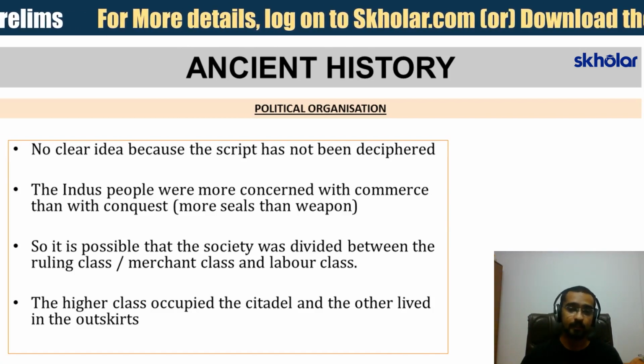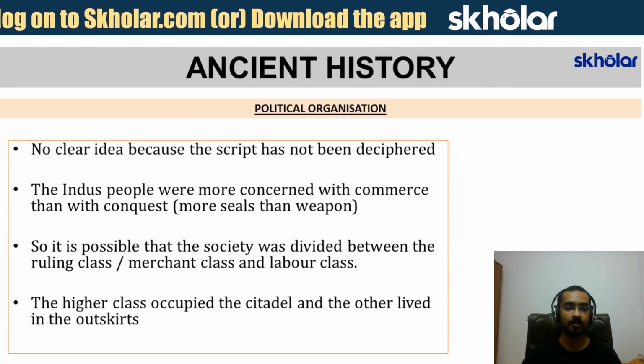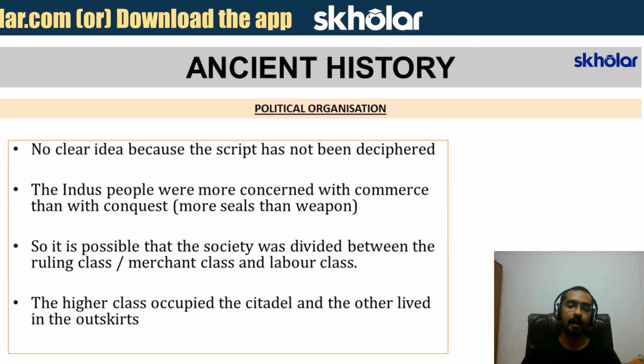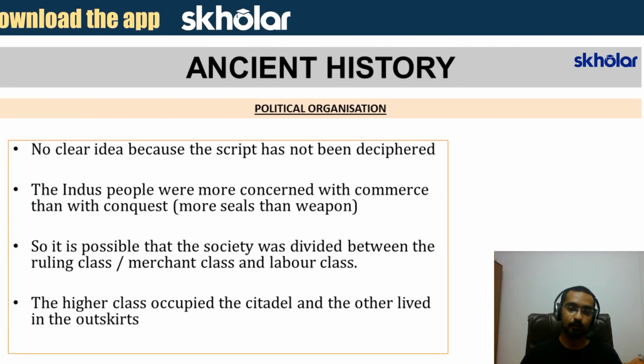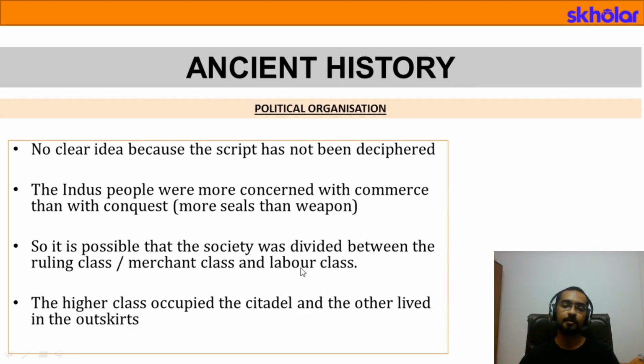Since they were more concerned with trade, we can say that the city was divided between two classes: a ruling class, or merchant class, and the labor class. So the merchant class was the ruling class. Now, who constituted this labor class? These were agricultural laborers, masons or coppersmiths. These were important classes but still constituted the labor class, and they used to live on the outskirts, as we have discussed. The higher class used to occupy the cities and the lower class lived on the outskirts.